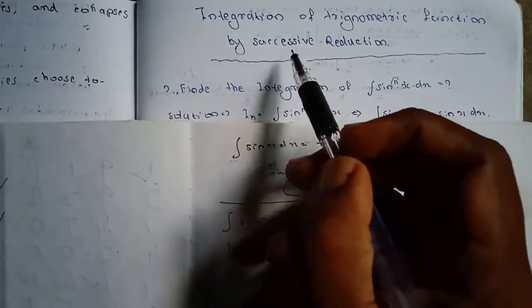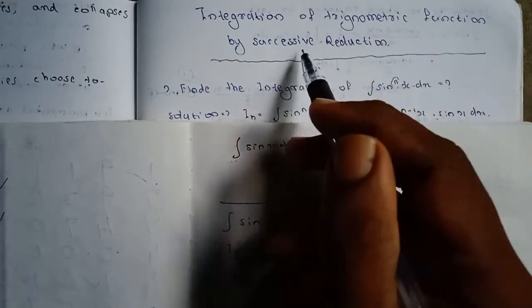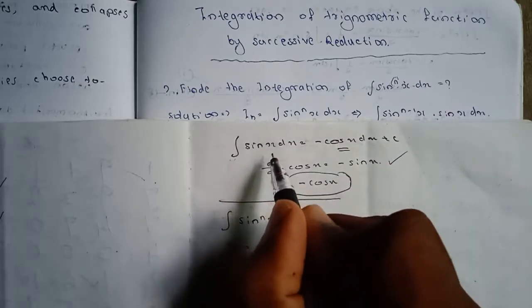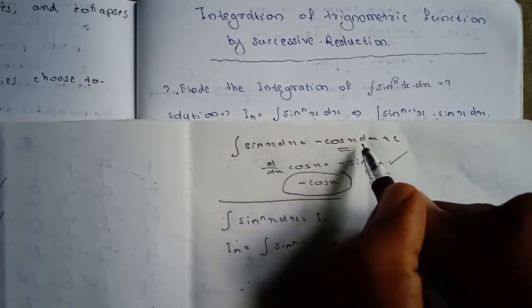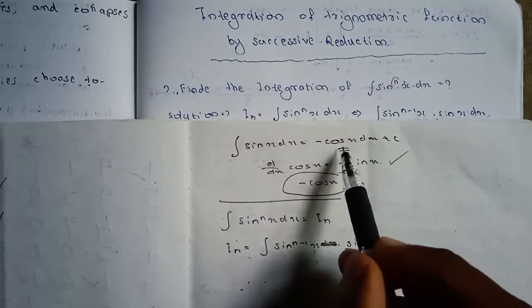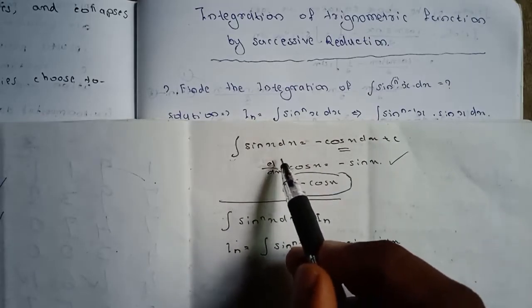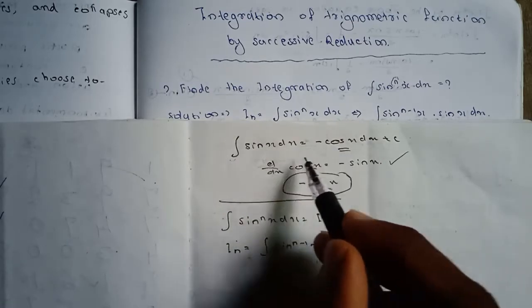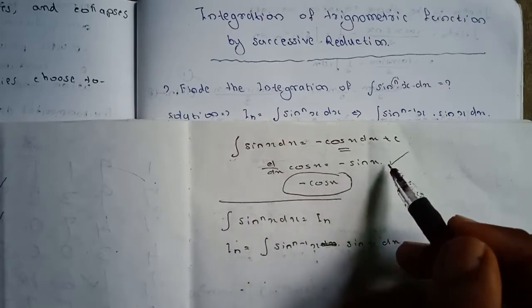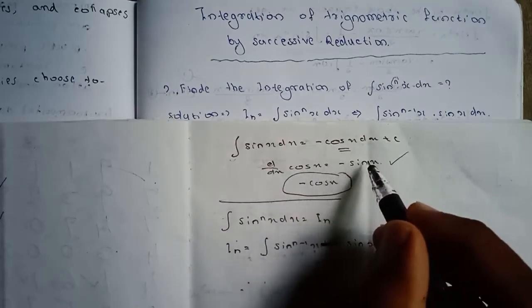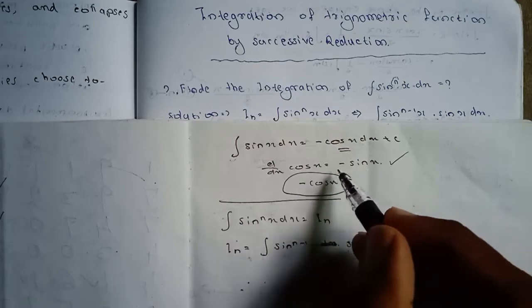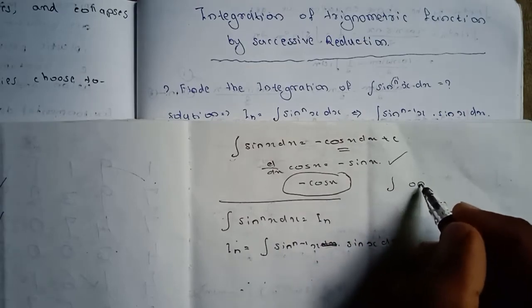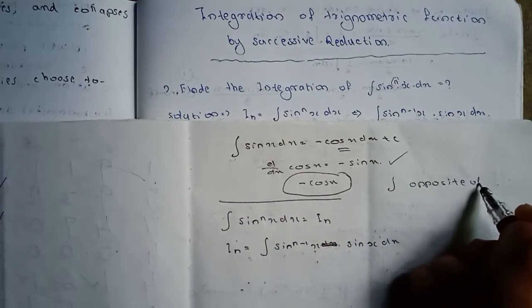In this video, we are talking about integration of trigonometric functions by successive reduction. We know that the integral of sin x dx is equal to minus cos x plus c. We get this answer from the derivative, which is the opposite of integration. First we know that d by dx of cos x is equal to minus sin x. From here we can easily find the integral of sin x, which is equal to minus cos x, by using integration, which is the opposite of differentiation.